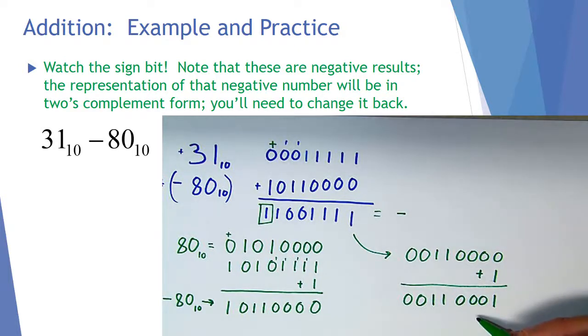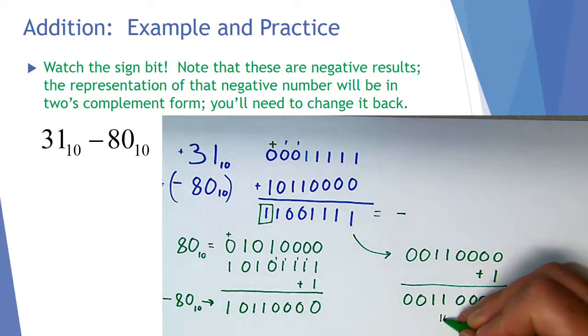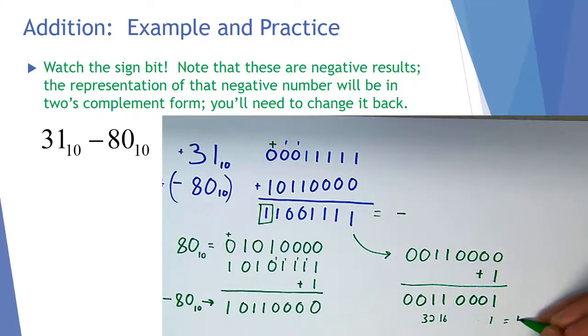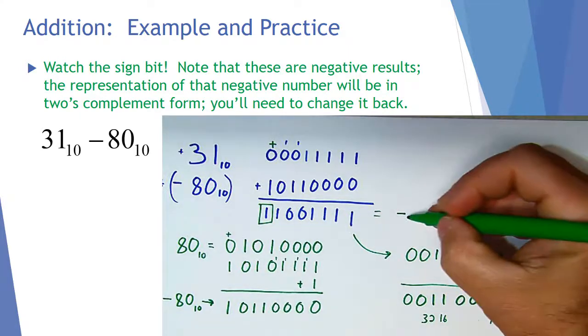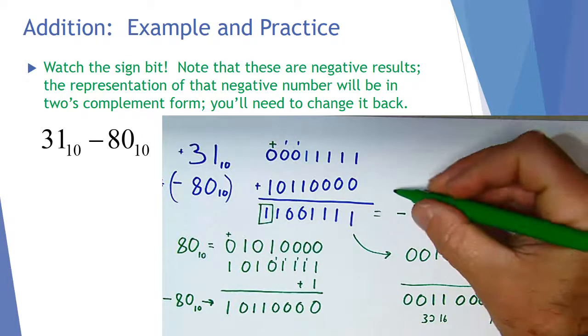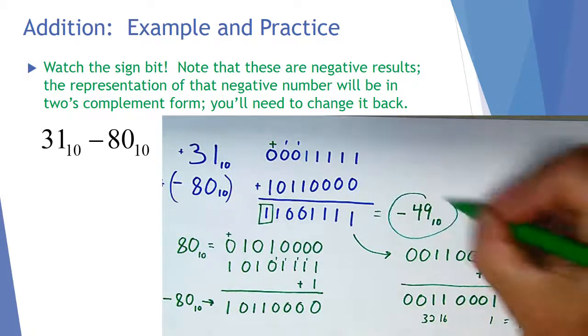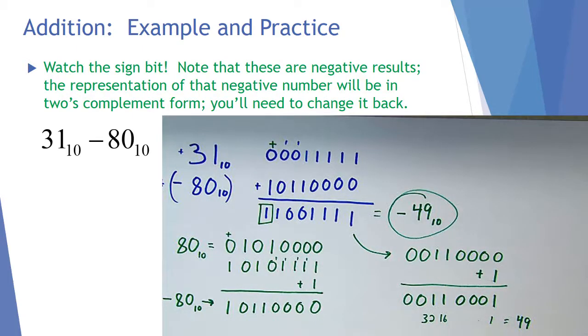There's our 2's complement. Now let's figure out what that number is worth. There's a 1, no 2's, no 4's, no 8's, a 16, and a 32. And if we add those up, we get 49. So our number is negative 49, and that is the result of our addition. And in fact, 31 minus 80 is in fact negative 49.